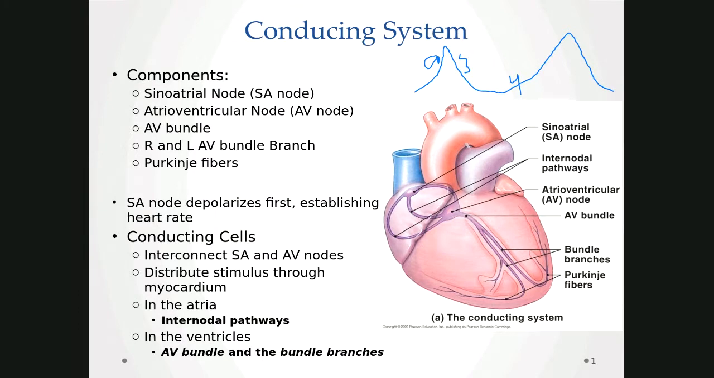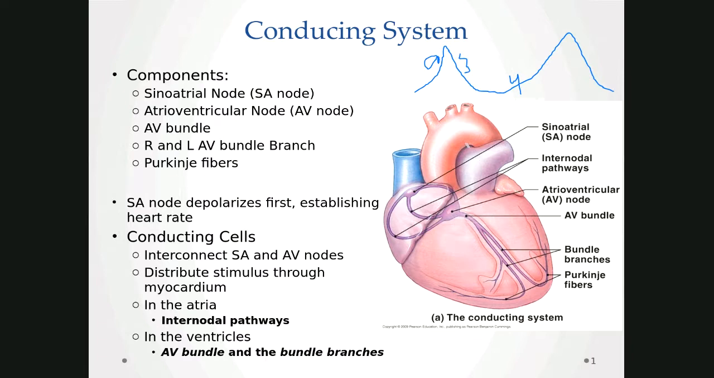Okay, now the next big nodal cell population is known as the atrioventricular node, the AV node. Now these nodal cells, if we were to look at their specific phase 4, phase 0, phase 3 action potentials, they might look a little different from the SA node, but for our purposes this semester, we're just going to say they're about the same.